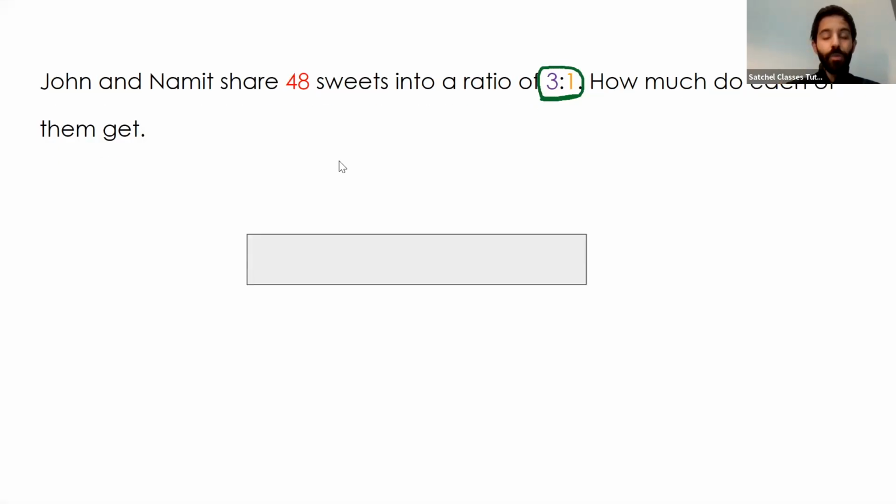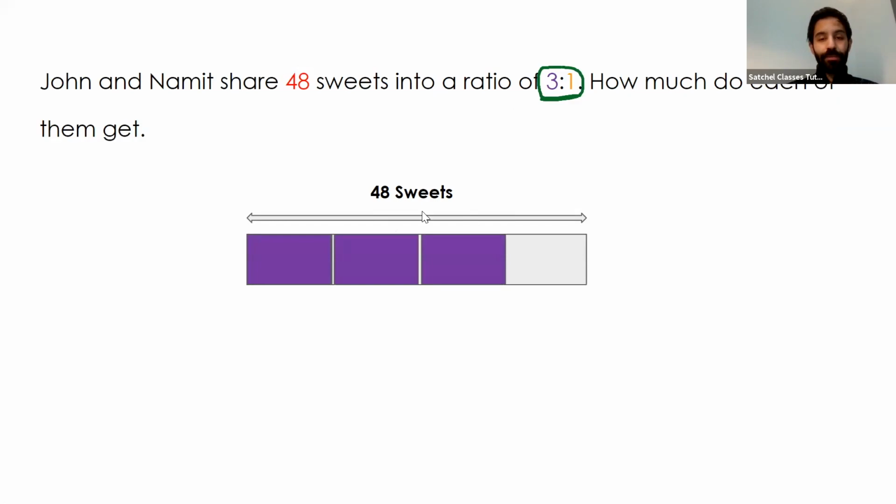So we can draw a bar model here. This bar represents the 48 sweets, and we're going to split the bar into the 4 parts that we've circled here. If we divide 48 into 4 parts, we find that 1 part is equal to 12, because 48 divided by 4 will give us 12. So each part is equal to 12.